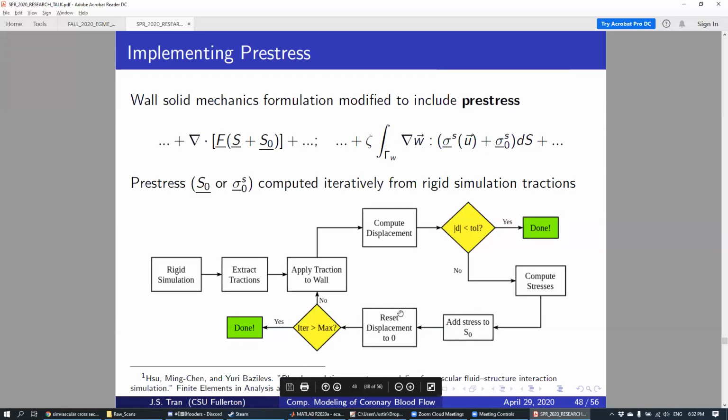We can then add those stresses to the pre-stress, reset our displacement, and run through the same thing. So, with our pre-stress, we can then apply our tractions, right? And after we apply our tractions, our resulting displacements should be less because we have this pre-stress applied onto our model, okay? And from there, we can check again and see if it's less than the tolerance. And if not, then we just keep continuing with this algorithm. And so eventually what you'll get is a stress field for the vessel that we can directly apply, and that will be the pre-stress.